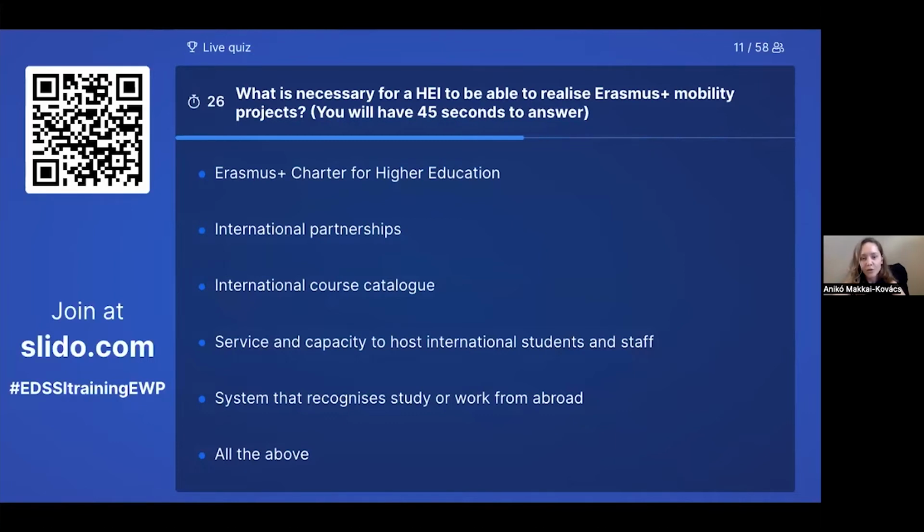So tell us, what do you think, what is necessary for a higher education institution to be able to realize Erasmus mobility projects, before you would even start to do it? And you will have 10 more seconds to think about it.